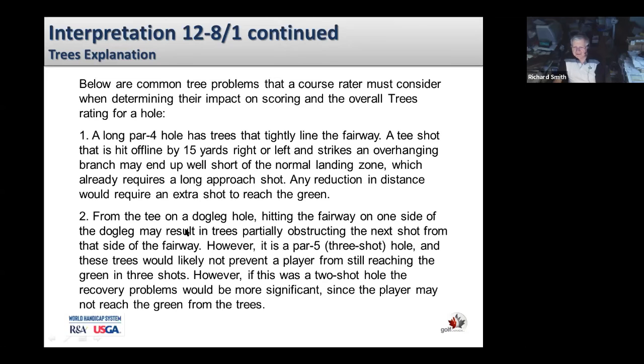Here's another case. On a dog leg, hitting the fairway on one side may result in the trees obscuring the next shot. However, it's a par 5 3-shotter, and the player would still be able to reach probably a different landing zone than if he or she was not in the trees, but still one from which the green could be reached on the 3rd shot. This same situation, if the hole was just a 2-shotter, trees would be more significant, since the player might not be able to get to the green from the trees.